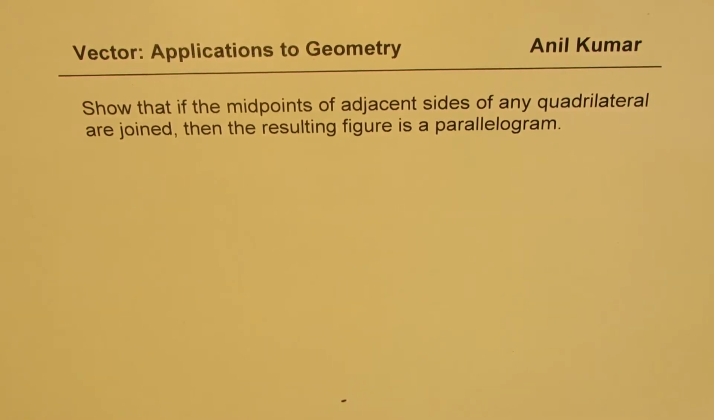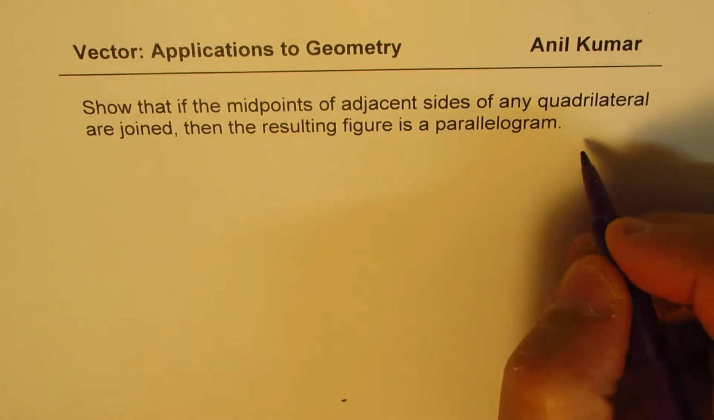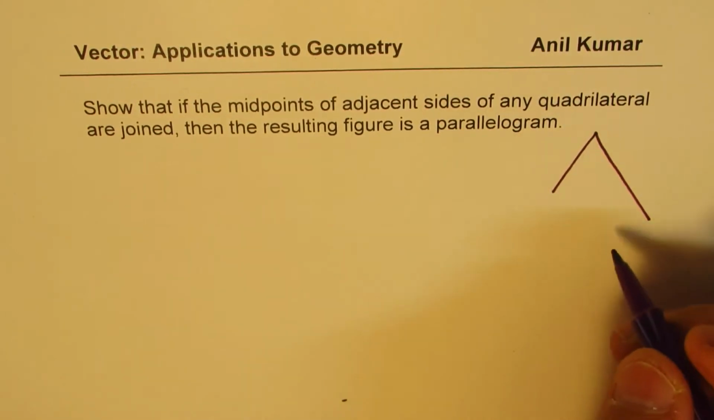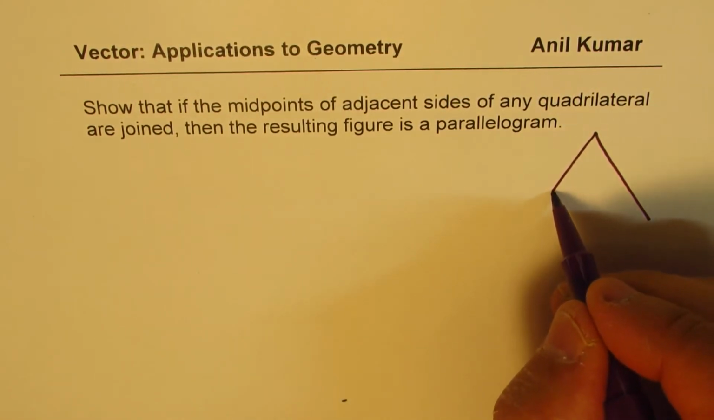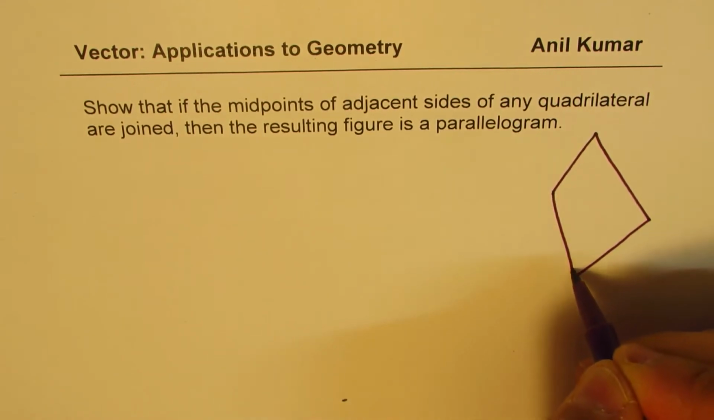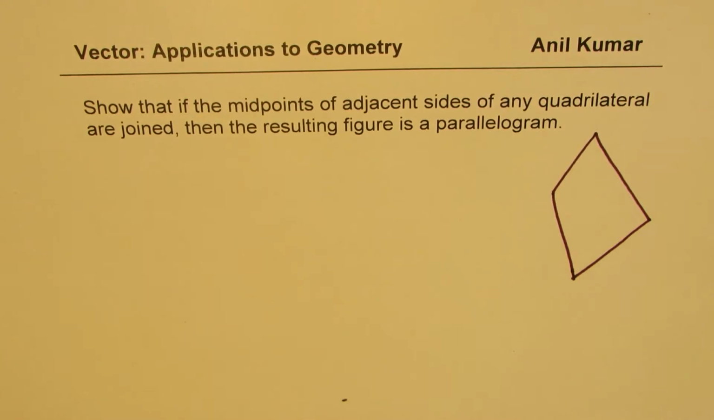We'll take a few applications to geometry in this particular series. The question here is, show that if the midpoints of adjacent sides of any quadrilateral are joined, then the resulting figure is a parallelogram. So let us construct a quadrilateral. We'll just construct a general quadrilateral, not a rectangle or a square, right? So let's just make a random one, so it doesn't look like any regular one.